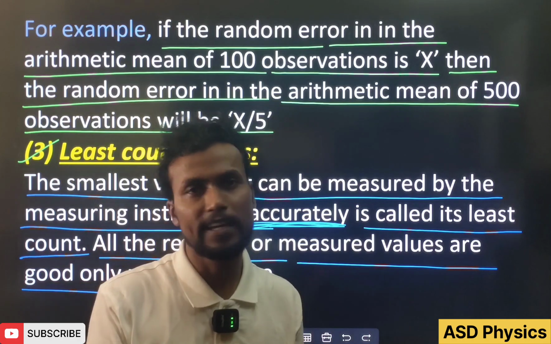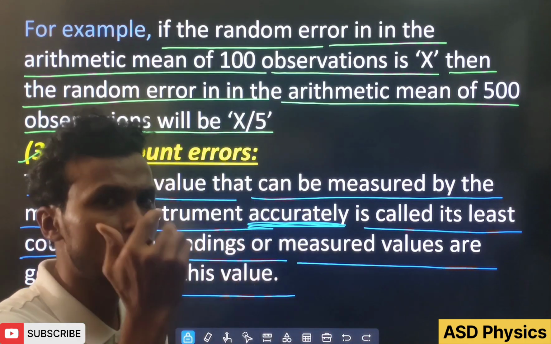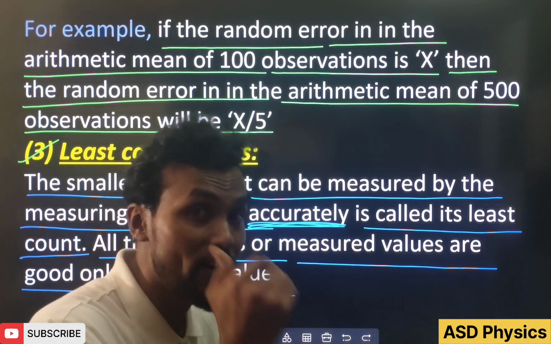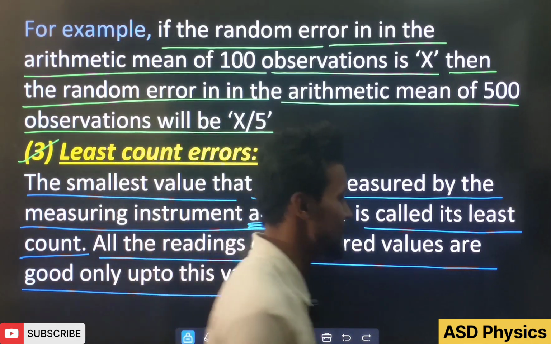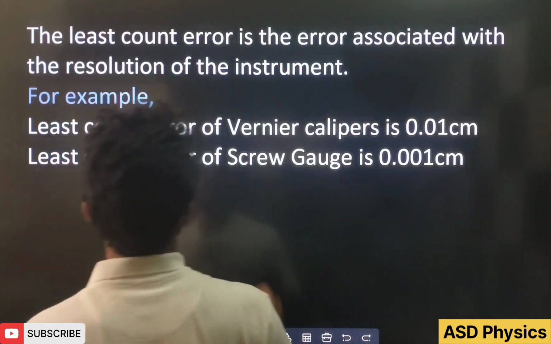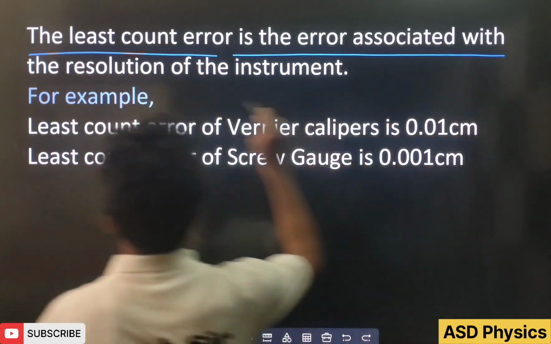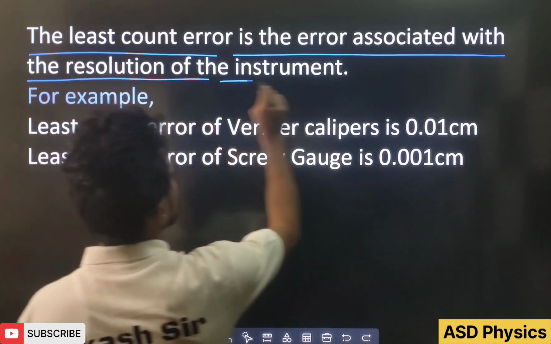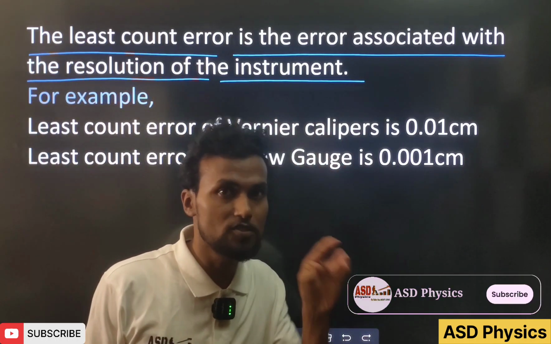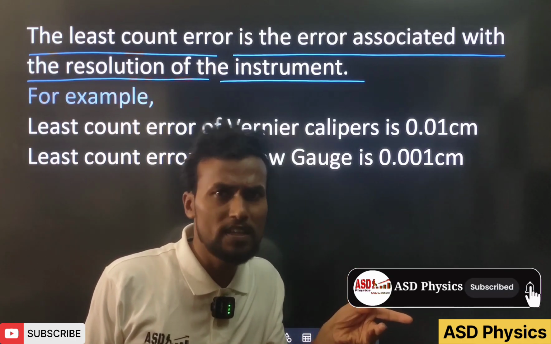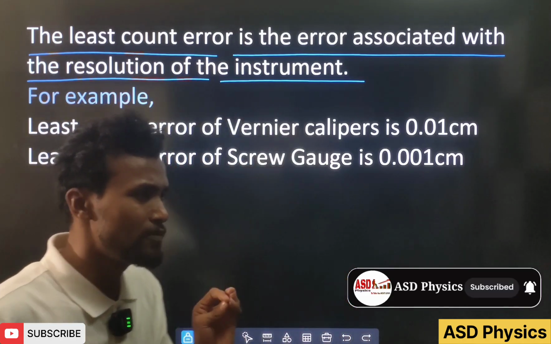So up to 0.01 centimeter minimum it can measure, but if you want to measure 0.00001 centimeter, it cannot give the accurate reading. So minimum reading that can be measured accurately for vernier calipers, how much? 0.01 centimeter. Screw gauge 0.001 centimeter. Great. Now see, the least count error is the error associated with the resolution of the instrument. Even sometimes in the question, if they are telling the resolution also, at that time whatever is the least count, that only we will write here, because in this topic this thing is very confusing.